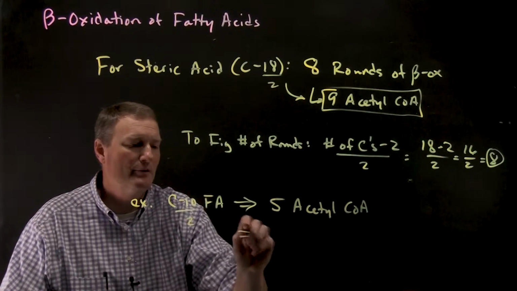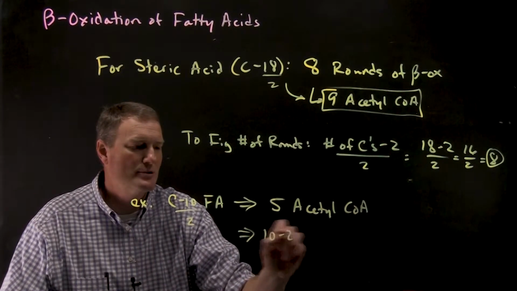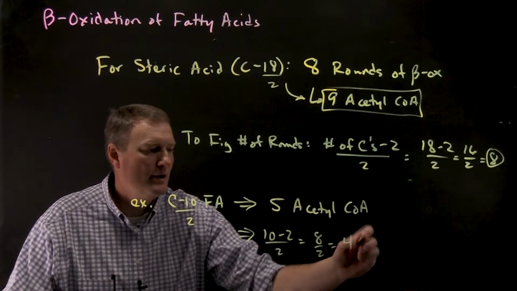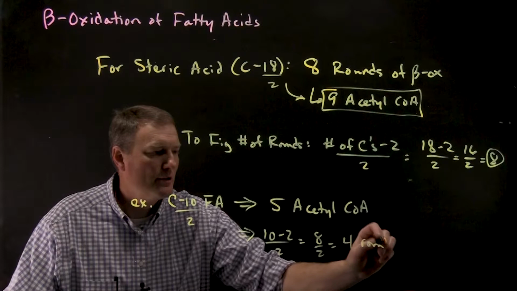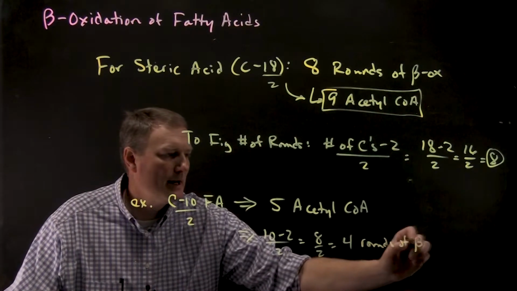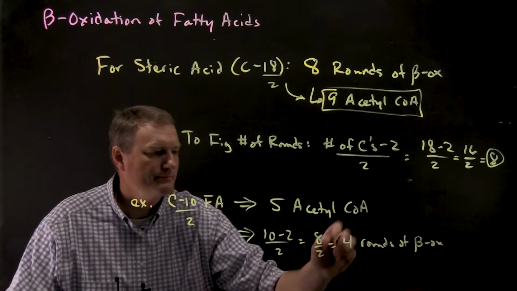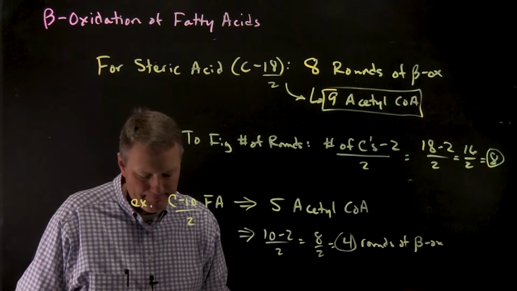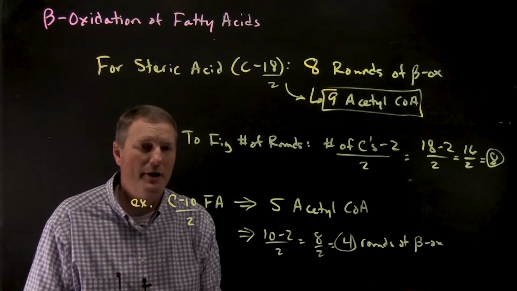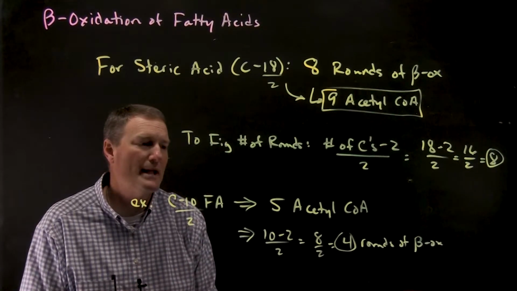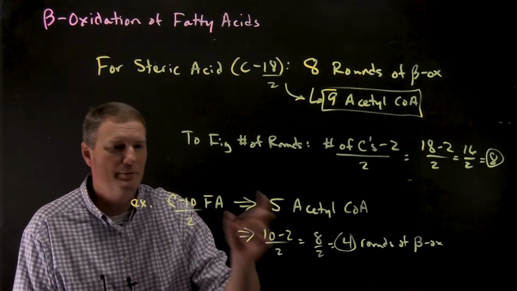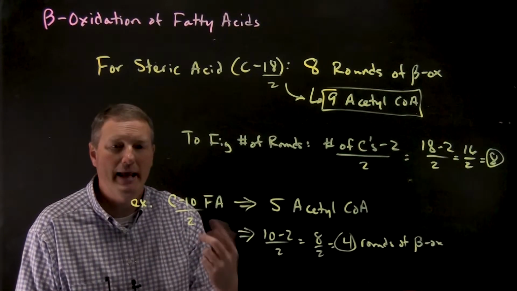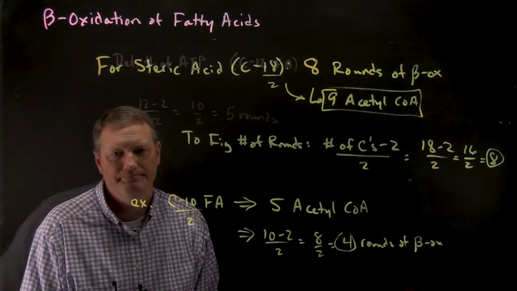And then to calculate the number of rounds, I would take 10 minus 2 divided by 2 equals 8 divided by 2 equals 4 rounds of beta oxidation. So that's how you would calculate that. And then ultimately, if we just summarize, each round of beta oxidation, as we mentioned before, is going to produce an acetyl-CoA unit, an NADH, and an FADH2.